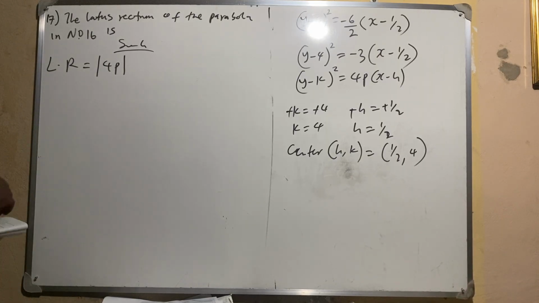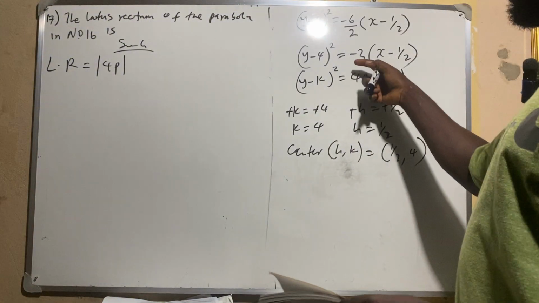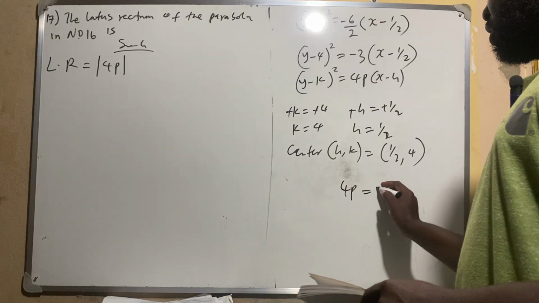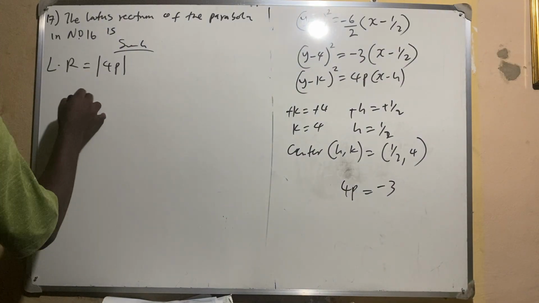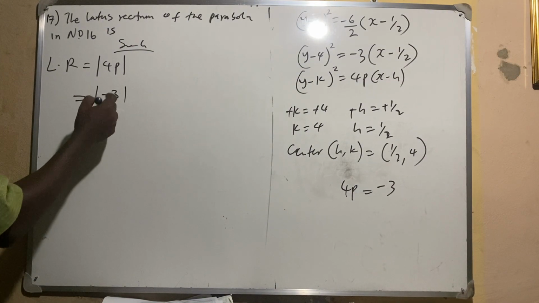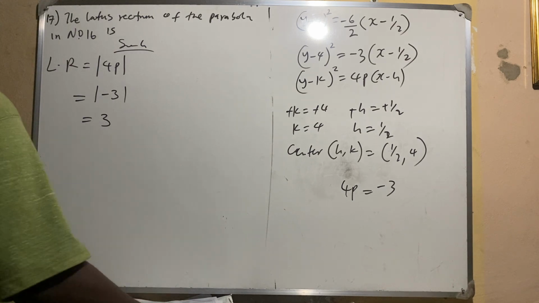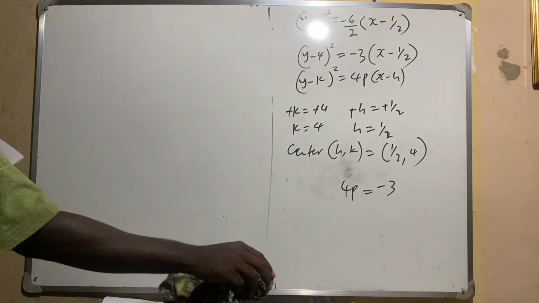Absolute value of 4p. Okay, so according to this place, you see that our 4p is simply the 4p outside, which is equal to the minus 3 that is outside. So the latus rectum here is the absolute value of minus 3, and absolute value means I don't need the minus. So the latus rectum is just 3. Very simple. Right?